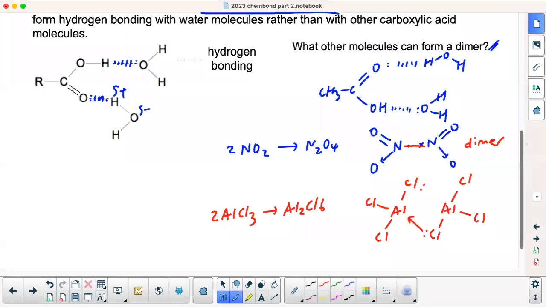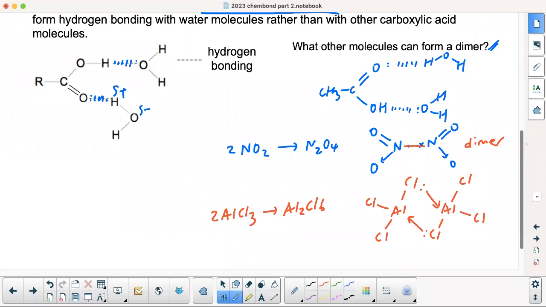This Cl also has 3 lone pairs, right? But normally we just draw 1. So the lone pair will form a dative bond to the Al. You know what a dative bond is, right? So now Al has 8 electrons, totally happy, totally stable. All right, so Al2Cl6.